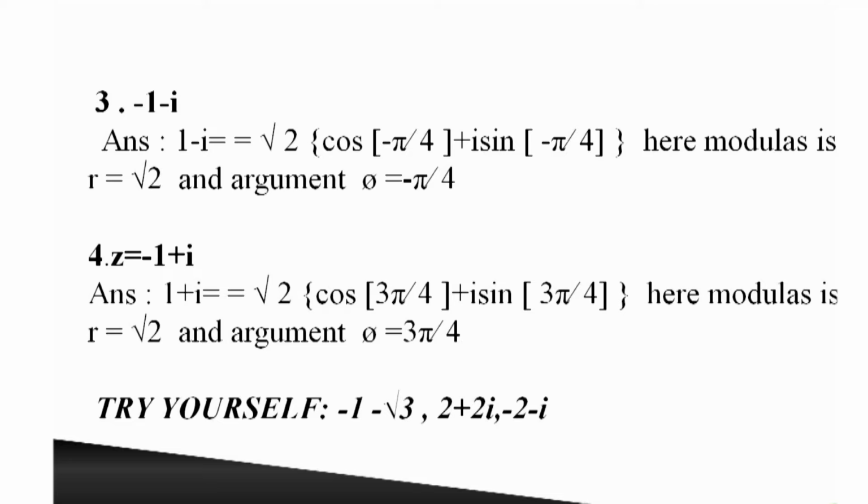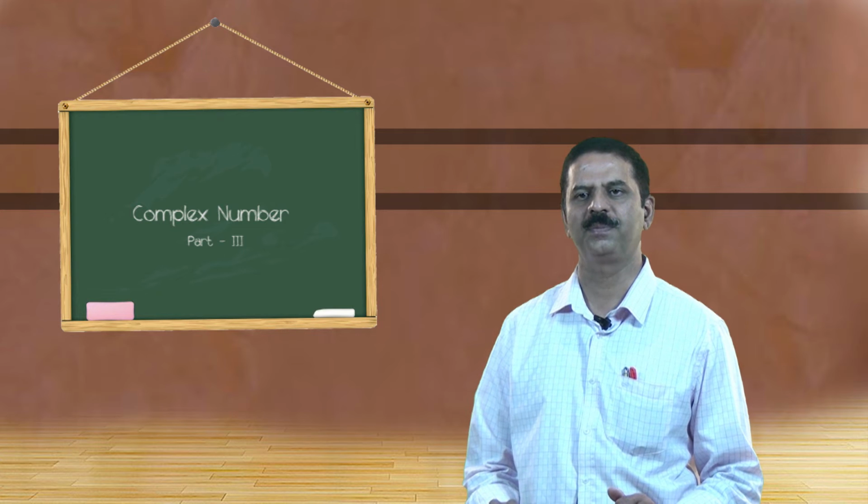Similarly, you try it yourself. Some more examples I have given to you for your homework, and that is minus 1 minus root 3 i, you convert into polar form, 2 plus 2i and minus 2 minus i. You may try yourself some more problems.